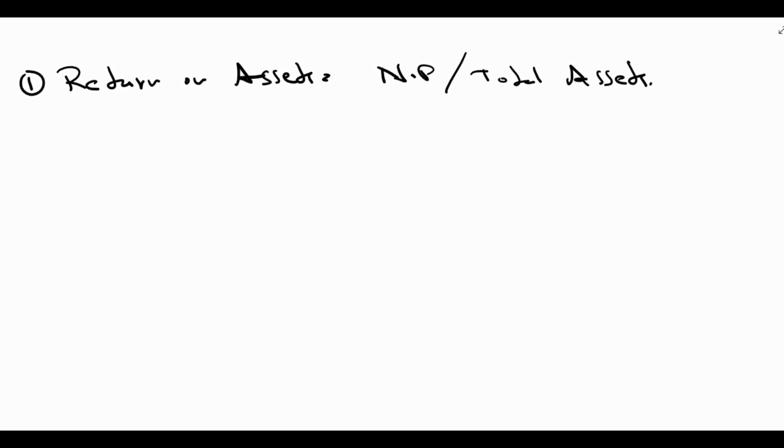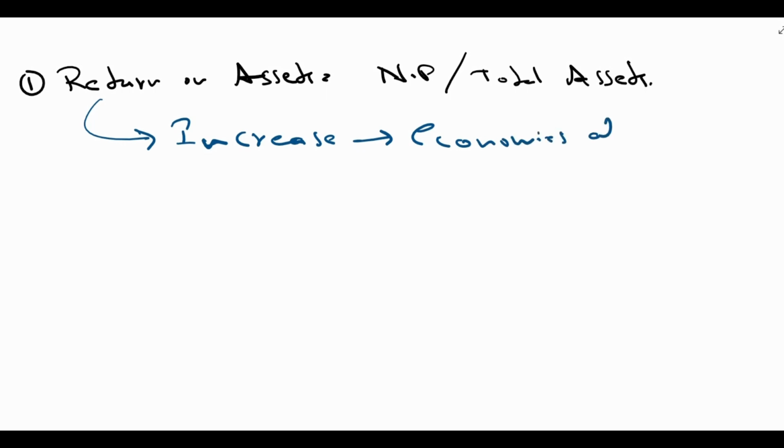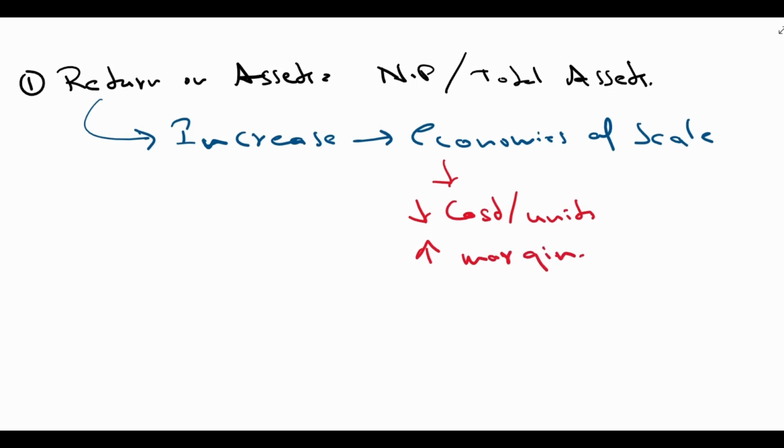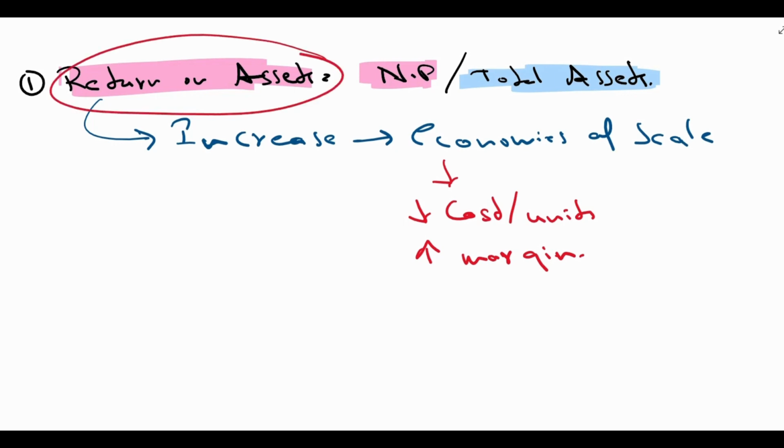Now, one of the ways to increase return on assets is to achieve economies of scale. What economies of scale does is reduce your cost per unit and increase margin, due to which my return, which is the net profit, goes up with the same amount of total assets. So my denominator stays the same, my numerator goes up, due to which my return on assets goes up. So you need to achieve economies of scale for this.